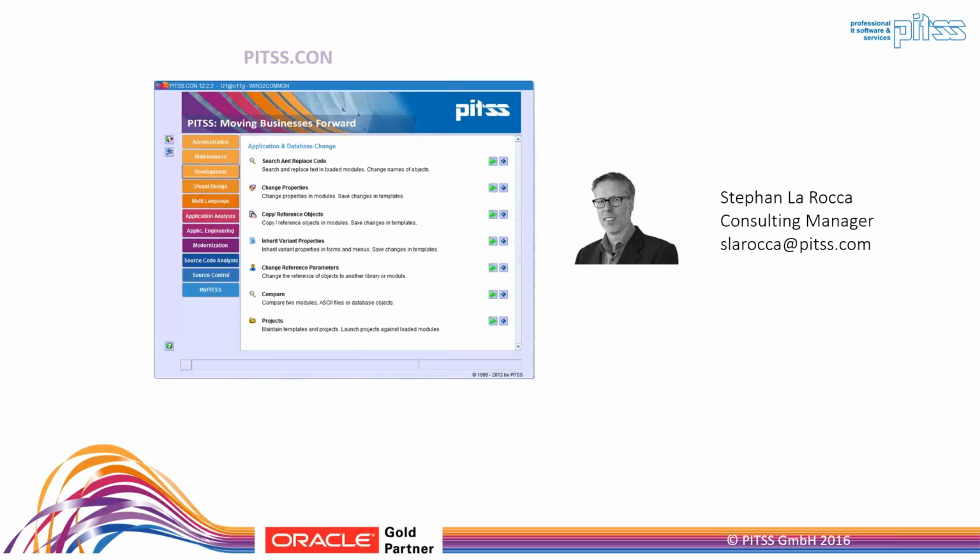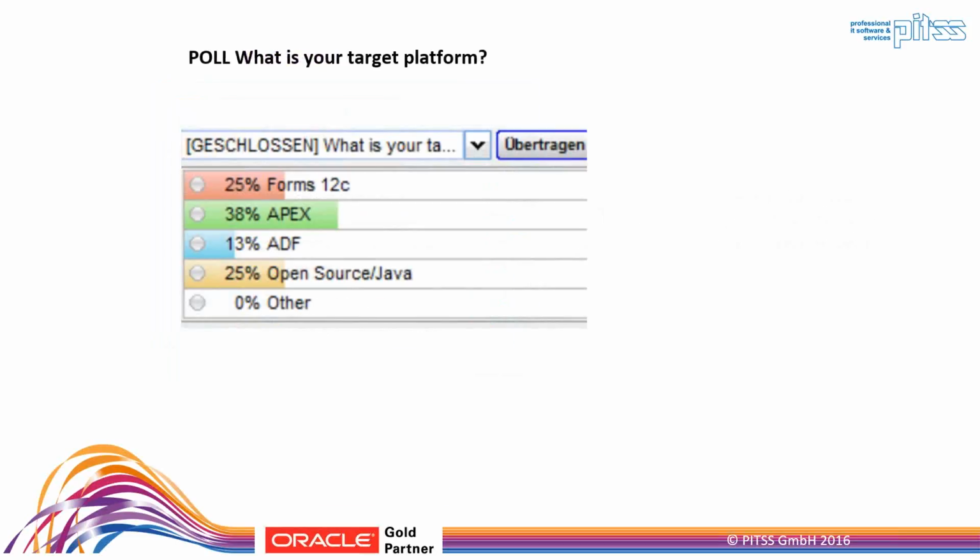Well, I'd like again to encourage your questions. Just one piece of feedback from the poll that we had earlier, so that you have at least a feeling about the attendees today, talking about your target platform. 25% move forward or plan to move forward to 12c, 38% of today's attendees to Apex, 13% to ADF, and 25% to open source Java.